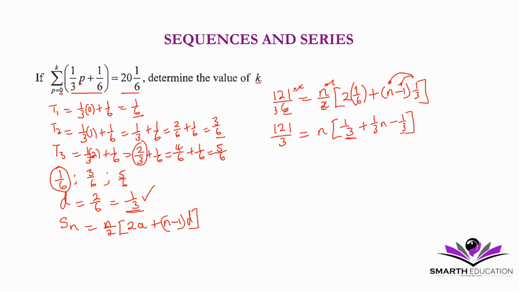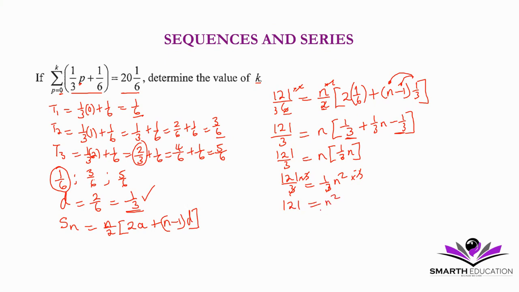Right, 1 over 3 minus 1 over 3 is 0. So we remain with 121 over 3 is equal to n times 1 over 3 n. Then we multiply n times 1 over 3 n: 121 over 3 is equal to 1 over 3 n squared. Now to get rid of the denominator, we multiply by the LCD. Our denominator is 3, so we multiply by 3 on both sides. So we get that 121 is equal to n squared.